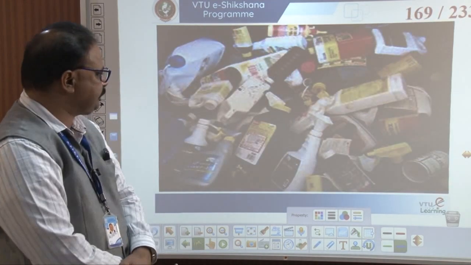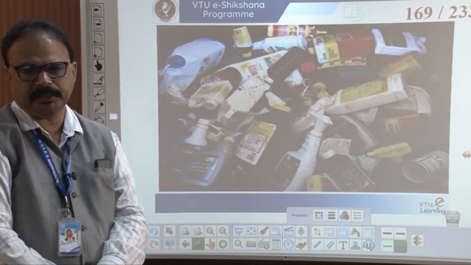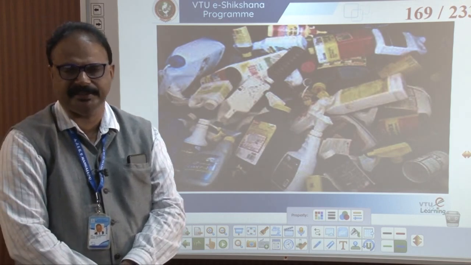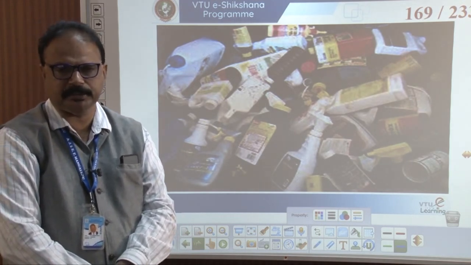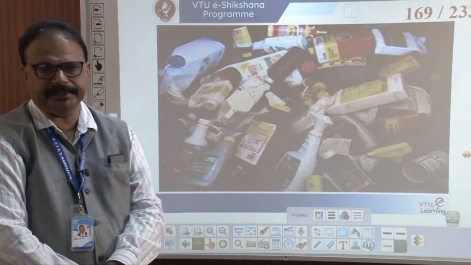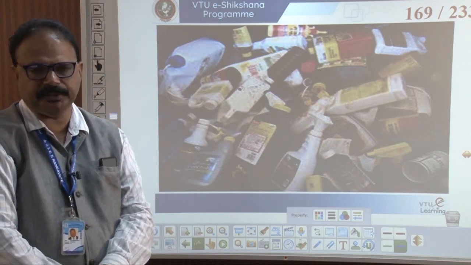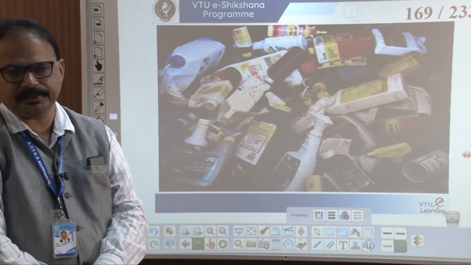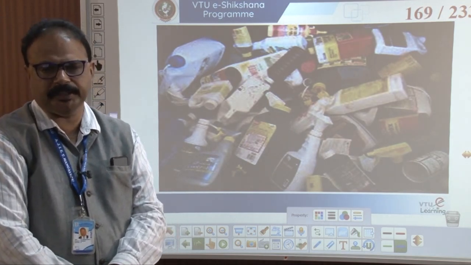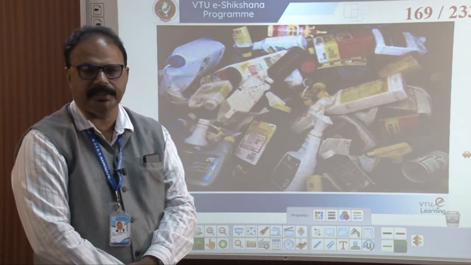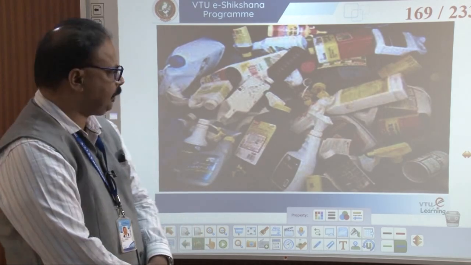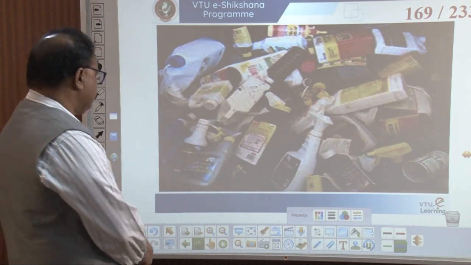Okay, you can see the hazardous waste from agriculture. A lot of pesticides, pesticide bottles, which in agriculture we are using for the plants. These pesticides, fertilizers and so many things are also hazardous waste. This cannot be directly disposed.